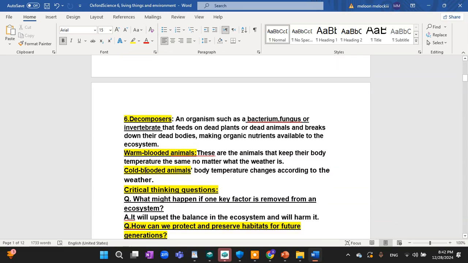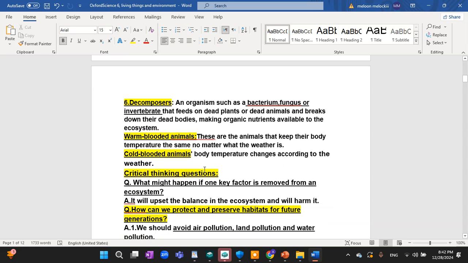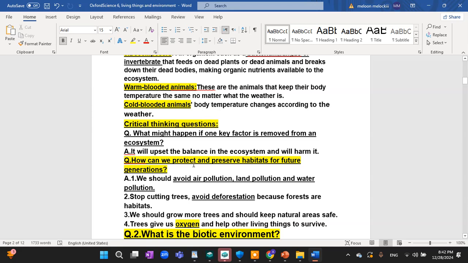Now, which ones are the warm-blooded animals? The warm-blooded animals are those animals that keep their body temperature the same no matter what the weather is. While opposite to the warm-blooded animals are the cold-blooded animals. The cold-blooded animals have body temperature which changes according to the weather. Now there are some critical thinking questions. Question 1. What might happen if one key factor is removed from an ecosystem? Answer. It will upset the balance in the ecosystem and it will harm the ecosystem.